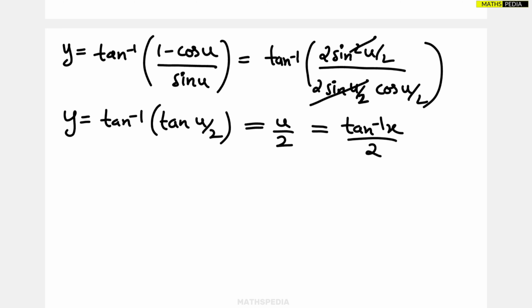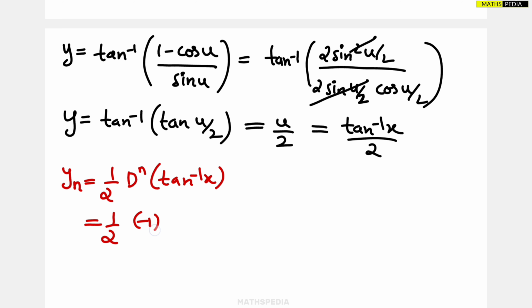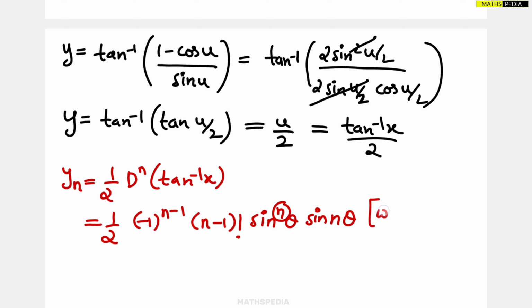Now we can take the nth derivative. So nth derivative becomes 1 by 2, you can take it outside, nth derivative of tan inverse x. We have studied that the nth derivative of tan inverse x is given by (minus 1) power n minus 1 into (n minus 1) factorial into sine power n theta into sine n theta, where theta is nothing but cot inverse x.